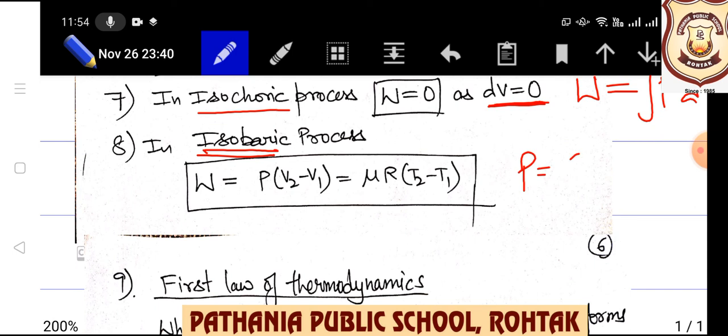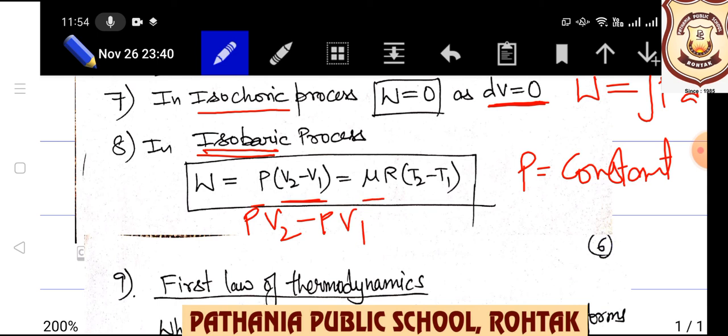And in an isobaric process, the pressure remains constant, so work done is represented as pressure multiplied by change in volume. Writing it as P V2 minus P V1, and writing PV2 as mu R T2 and PV1 as mu R T1, this work is also equal to, taking mu R common, mu R times T2 minus T1.